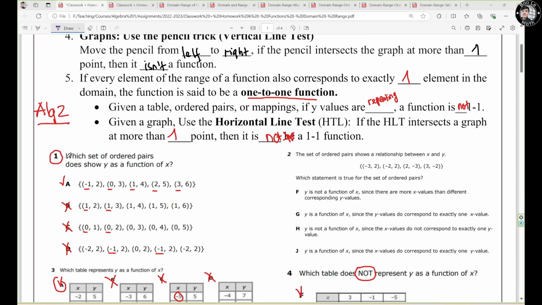Alright, look at example number 1 right here. So we just identify that it is a function, right? Now we need to check the y values. So the y values are going to be 2, 3, 4, 5, 6, right? The y values are not repeating. So this is a 1 to 1 function.